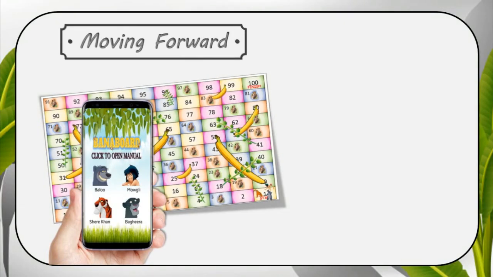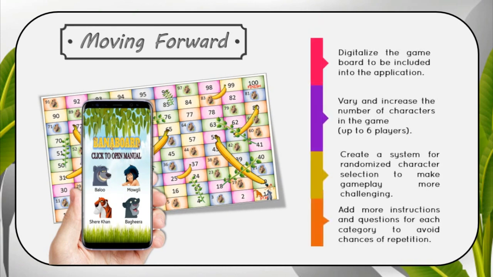Moving forward, here are some future recommendations to further enhance Banaboard as an innovation product. Instead of using a physical board, it can be digitalized to be included into the application as well to fully become a digital game. Currently, the characters in Banaboard are adopted from the Jungle Book. Therefore, we can vary them to include characters from other stories and increase the number of players up to 6 at a time. We can also create a system for randomized character selection so that players will not only choose a certain character because of their special powers. Lastly, more questions and tasks for each category can also be added to avoid chances for players to repetitively obtain the same questions that they have encountered before.